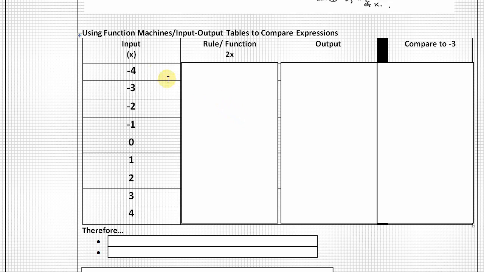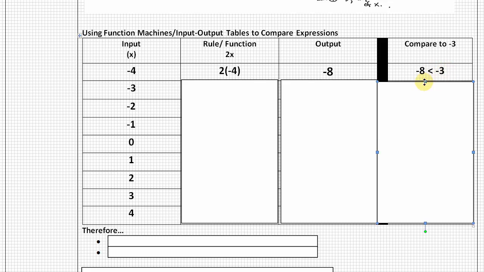So remember, as we plug values in, we want to use parentheses to show that we're substituting. So we're using parentheses to say we're taking the function 2 times x and we're going to plug values into it, and then what is the output that we get? If I take 2 times -4, I get -8. And now if x was -4, we know that we would get -8. How does that compare to -3? Well, -8 is less than -3.